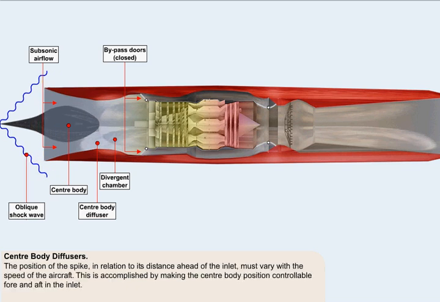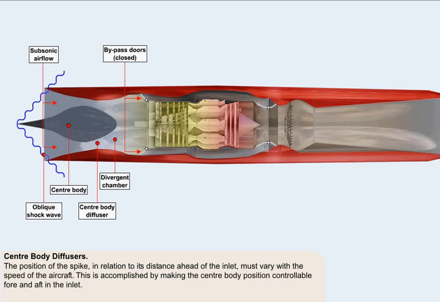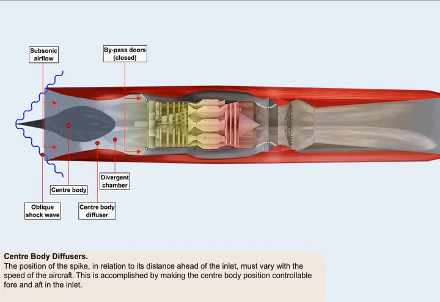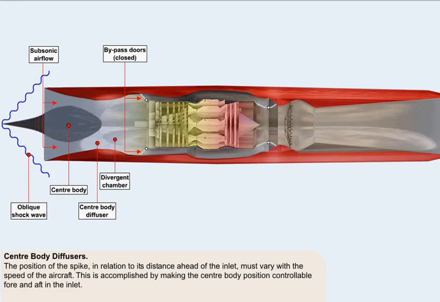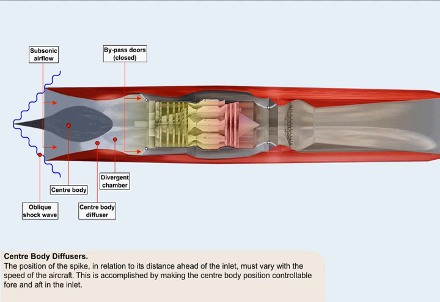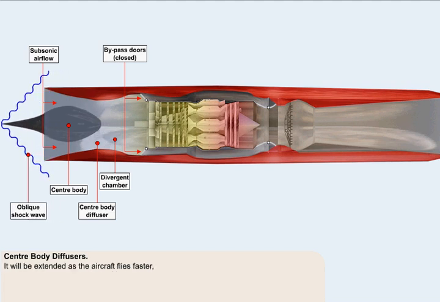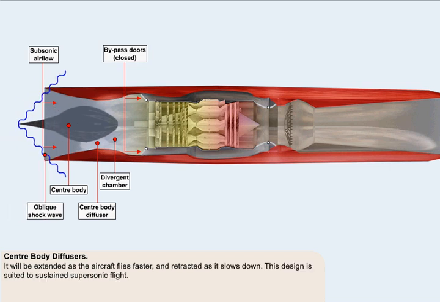The position of the spike in relation to its distance ahead of the inlet must vary with the speed of the aircraft. This is accomplished by making the center body position controllable fore and aft in the inlet. It will be extended as the aircraft flies faster and retracted as it slows down. This design is suited to sustained supersonic flight and was used on the SR-71 Blackbird aircraft.